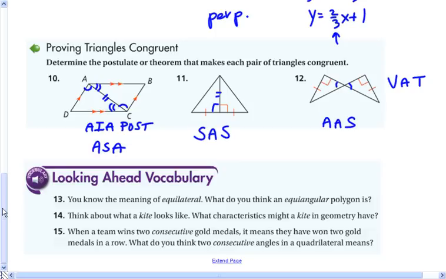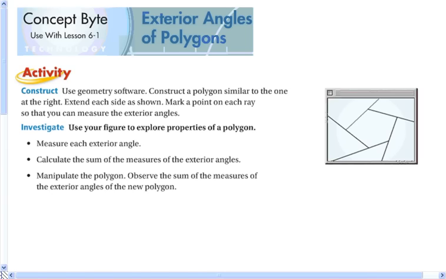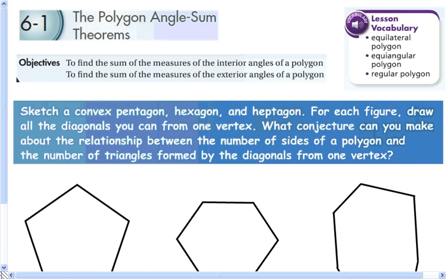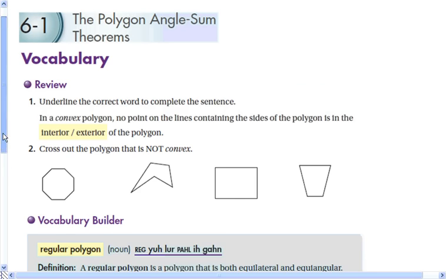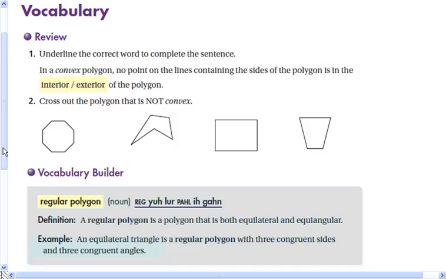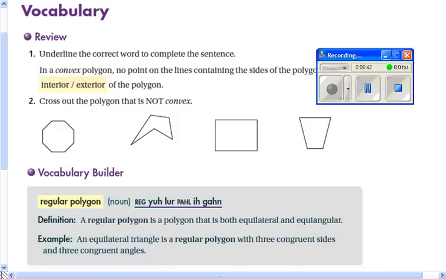All right. So you can go ahead and do the vocab here. I'll put up the answers.